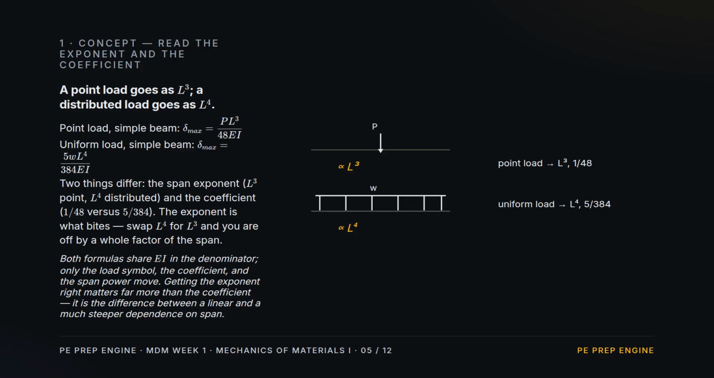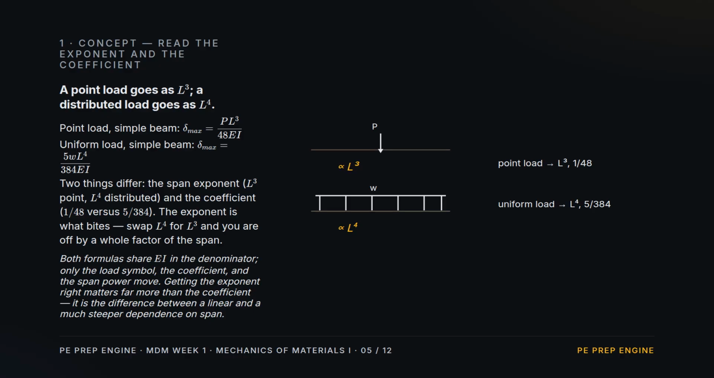Concept 3. Read the exponent and the coefficient. Put the 2 simple beam cases side by side. The point load carries the span cubed with a 1/48 out front. The uniform load carries the span to the 4th with a 5/384. 2 things change: the coefficient and, more importantly, the span exponent. Cubed for a point load, 4th power for a distributed load. Grab the wrong exponent and you're off by a whole factor of the span, which is an order of magnitude miss.